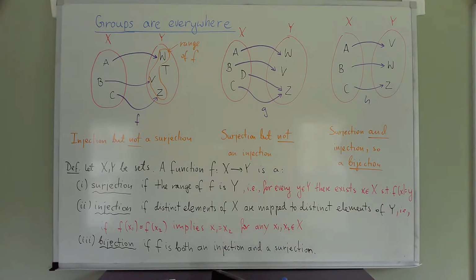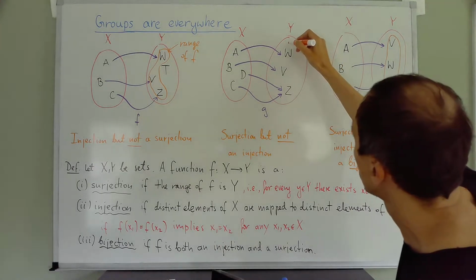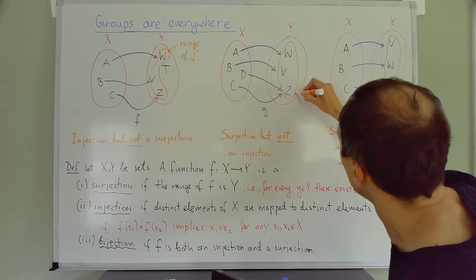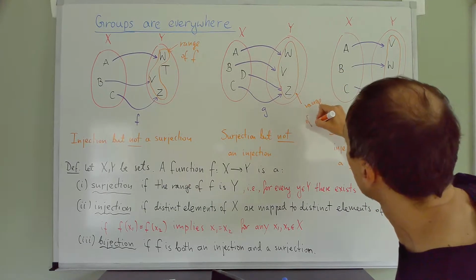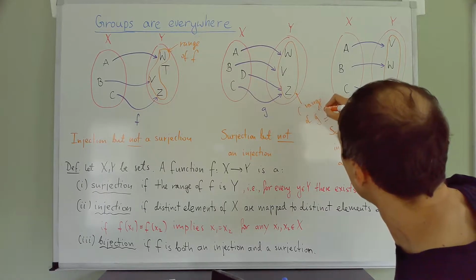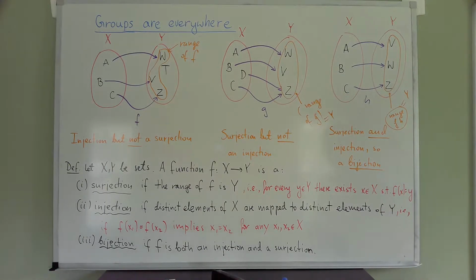Finally, this is an example of a function that is both an injection and a surjection. Clearly it's an injection because different elements, a, b, c, go to different elements, v, w, and z. And everything is hit here, right? The range is everything. This is the range of h, and this range is equal to y. Same here, right? The range of g is equal to y. So this is an example of a surjection and an injection at the same time, so it's a bijection.